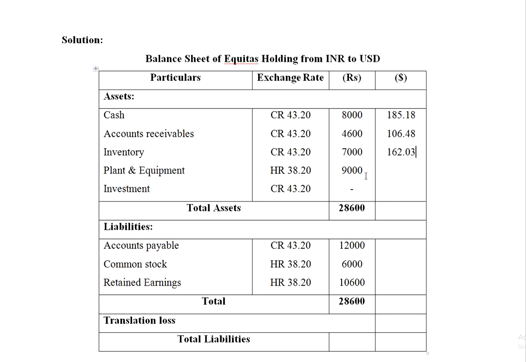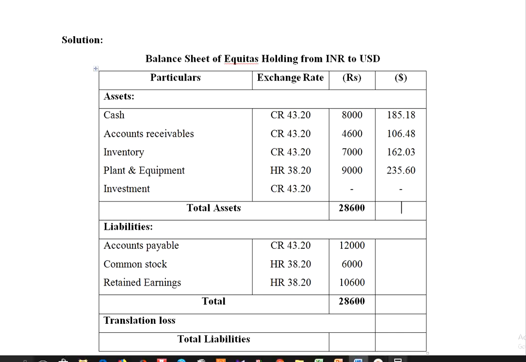162.03. Similarly, we have to convert this 9,000 divided by 38.20. It comes to 235.60. You got this, right? You have to divide this 9,000 by 38.20, and you will get this. So right now you have to convert this investment, but there is no money. Since there is no money, there is no need of converting. You just give a blank mark over here, right? So this is one thing.